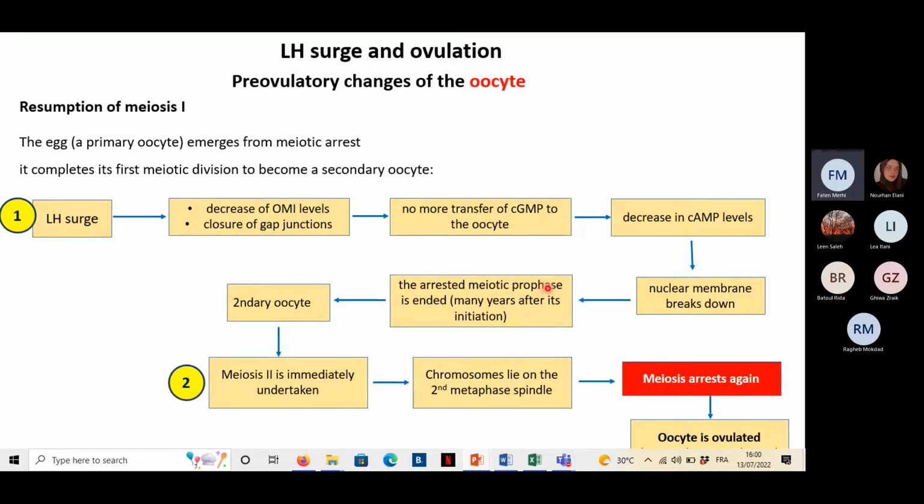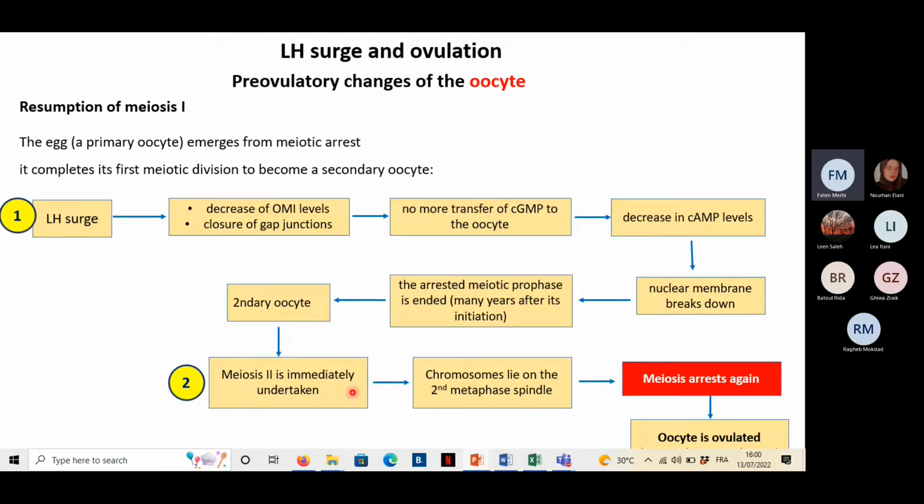So the cells that were arrested in the prophase 1 of the meiosis will end this arrest, and they can continue this meiosis 1 many years after its initiation, because we said that the females will be born with the oocyte arrested in the prophase of meiosis 1. And meiosis 1 will be achieved and the cells will start meiosis 2. So as a consequence of meiosis 1, we can have the production of the secondary oocyte and one polar body. The secondary oocyte will enter directly in meiosis 2.